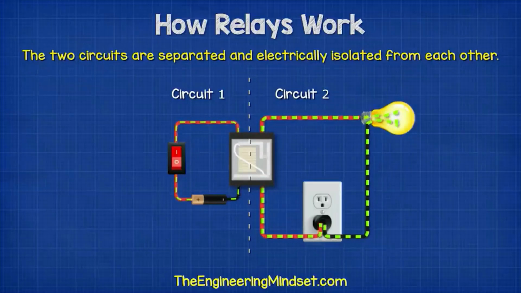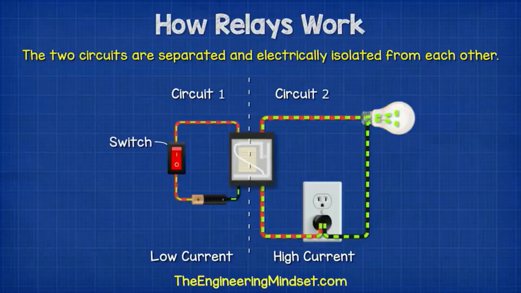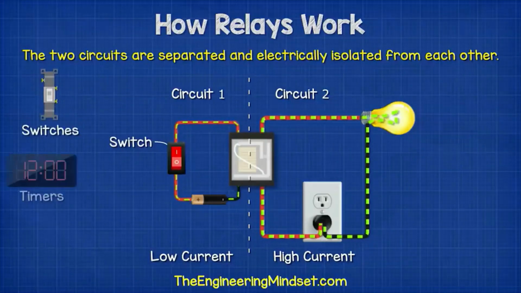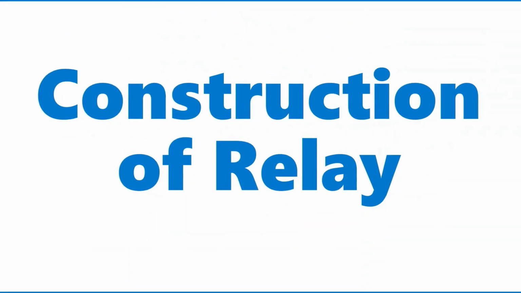Relays are often used in circuits to reduce the current that flows through the primary control switch. A relatively low amperage switch, timer or sensor can be used to turn a much higher capacity load on and off.